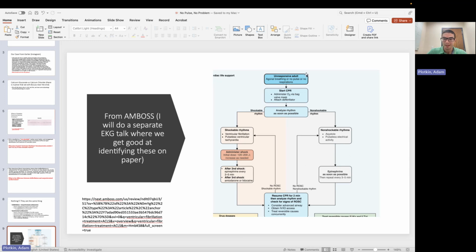Boom, boom, boom. If the defibrillator showed a shockable rhythm, what were our 2 big shockable rhythms we talked about? Ventricular fibrillation and pulseless ventricular tachycardia. We're going to initiate a shock, right? The initial dose is like 120 to 200 joules, and we can increase as needed. Defibrillation is always the first step. After that second shock, we can give epinephrine every 3 to 5 minutes. After that third shock, we can give amiodarone or lidocaine, right?